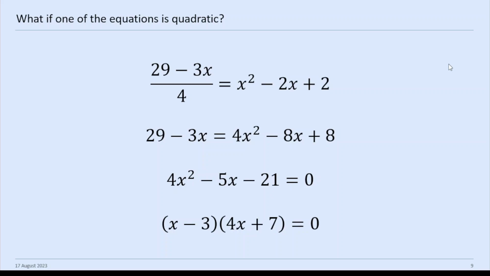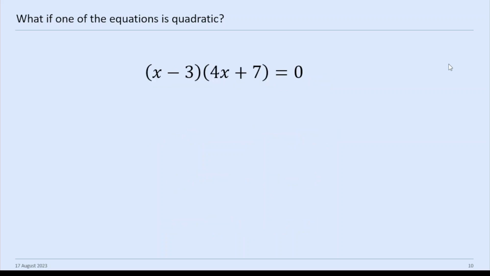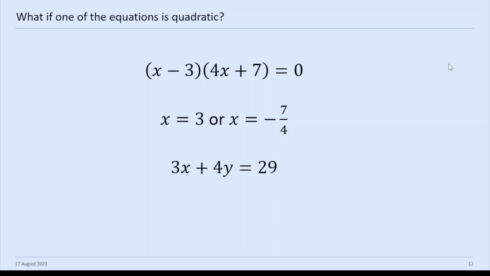Let's just multiply it up. So you get minus 3 times plus 7 is minus 21 on the constant. 4x times x is 4x squared, and then just to check the x term, you got minus 3 times 4x gives you minus 12x, and then you've got plus 7 times x gives you plus 7x, so you've got minus 5x. So x minus 3 times 4x plus 7 equals 0. This tells us that either x equals 3 or x equals minus 7 over 4 just by standard quadratic solutions.